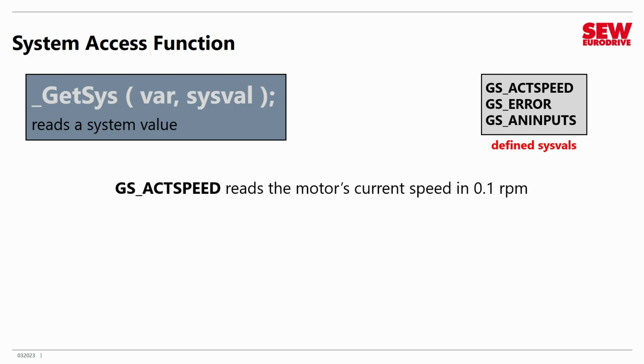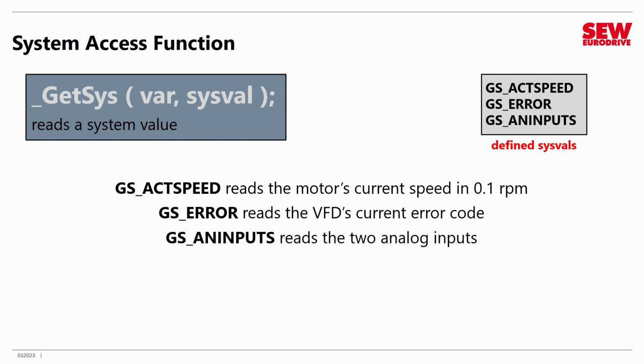Act speed reads the current motor speed in 0.1 RPM units. So in other words, there's a pseudo decimal place. If you're turning at 100 RPM, you'll actually see 1000 come back in the variable because there's that imaginary decimal, so you can check the motor's current speed. GS error reads the VFD's current error code, so if the VFD faults, you can read the error code to know what happened. And AN inputs is probably the most interesting because it reads the two analog inputs on the VFD. This allows you to access some non-digital information, some analog information.